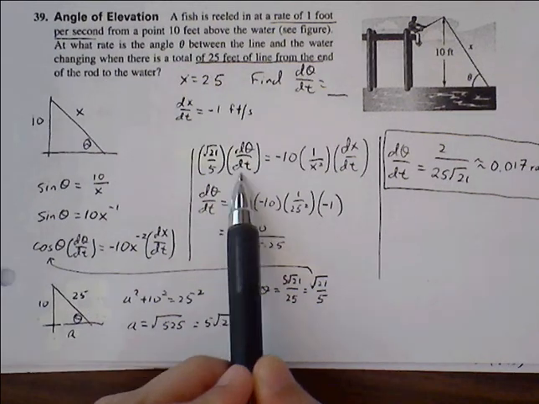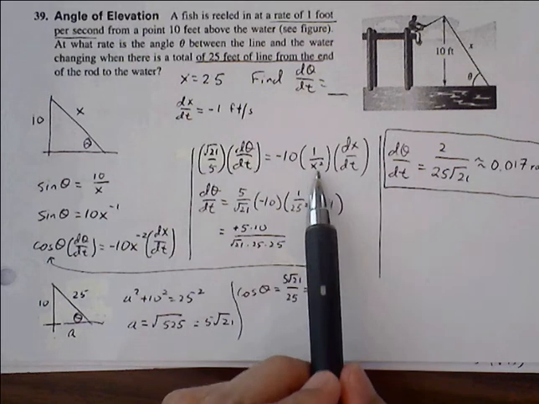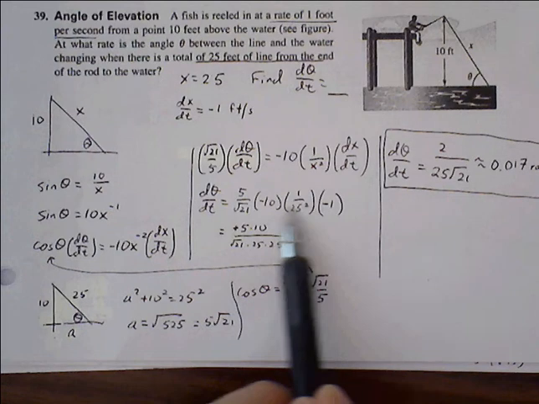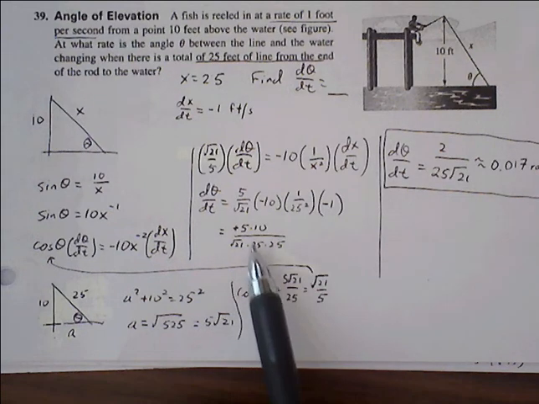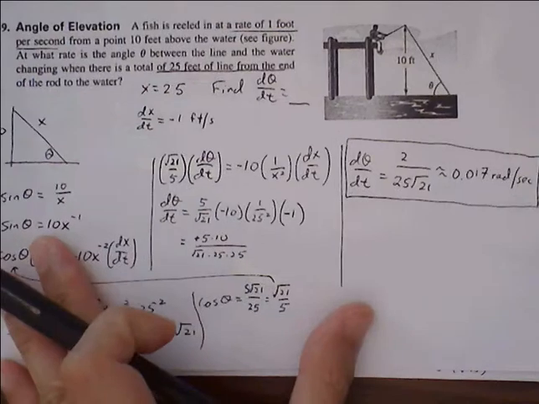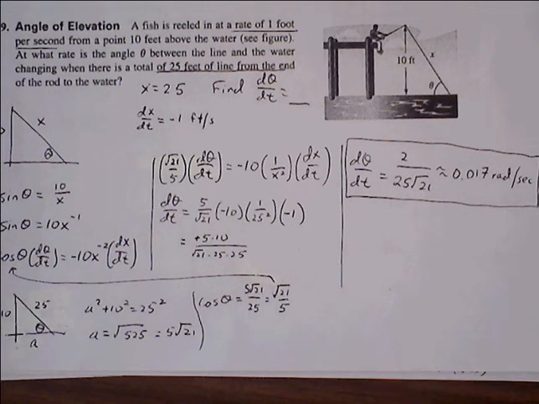So now we should be able to solve for d theta dt, because we can replace x with 25 and replace dx dt with negative 1. And when we solve for d theta dt, we get 50 divided by 625 root 21. After we cancel out what we can cancel out, we get 2 over 25 root 21, which is 0.017 radians per second.